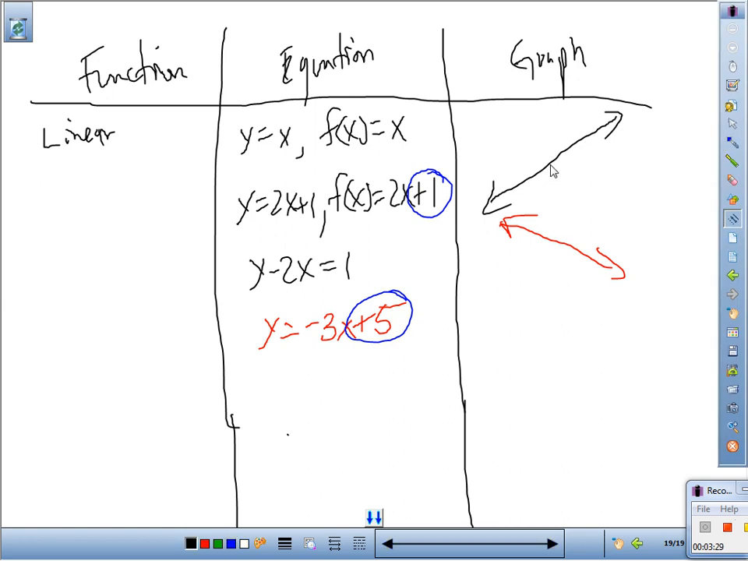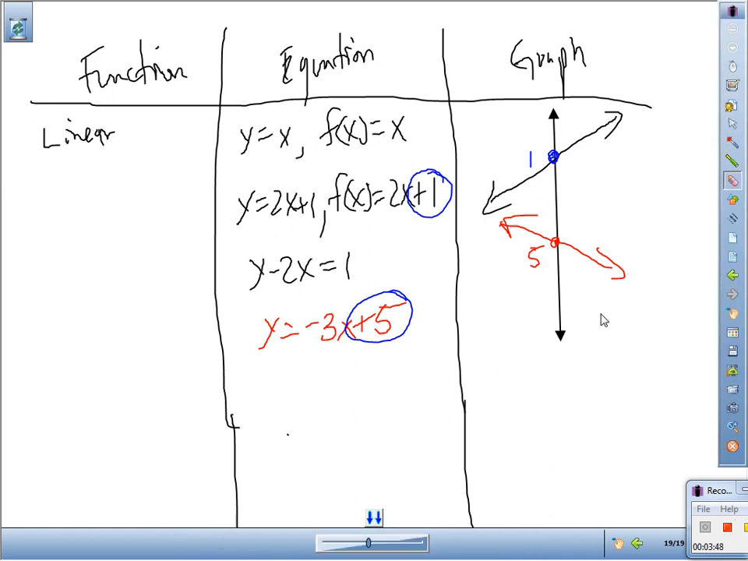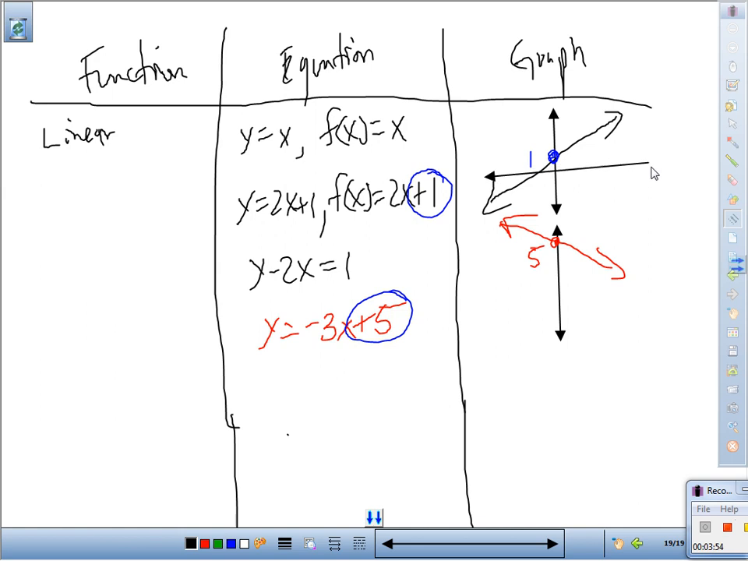So, here's my y-axis right there. So this one's going to cross at what? Positive 1. This one's going to cross at what? Positive 5. You're saying, Mr. Q, that doesn't make sense. I'm just showing you where it's going to cross. Here, let me split it up, I guess. Bless you. Better?